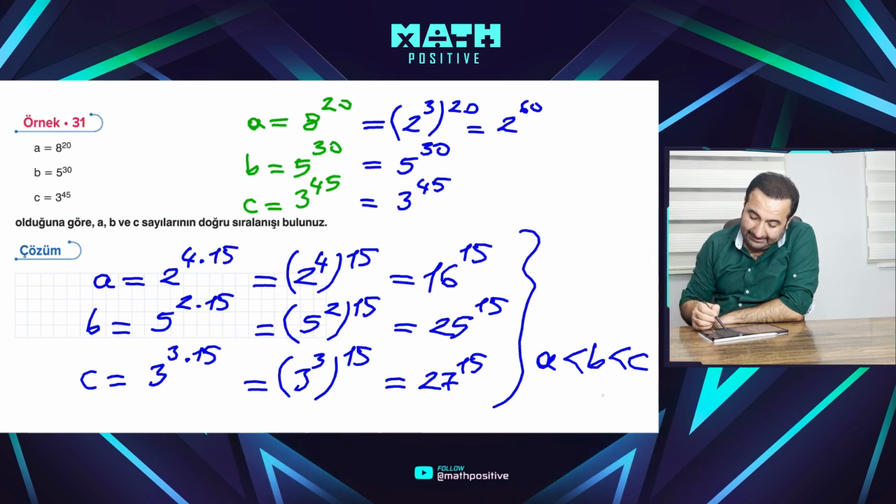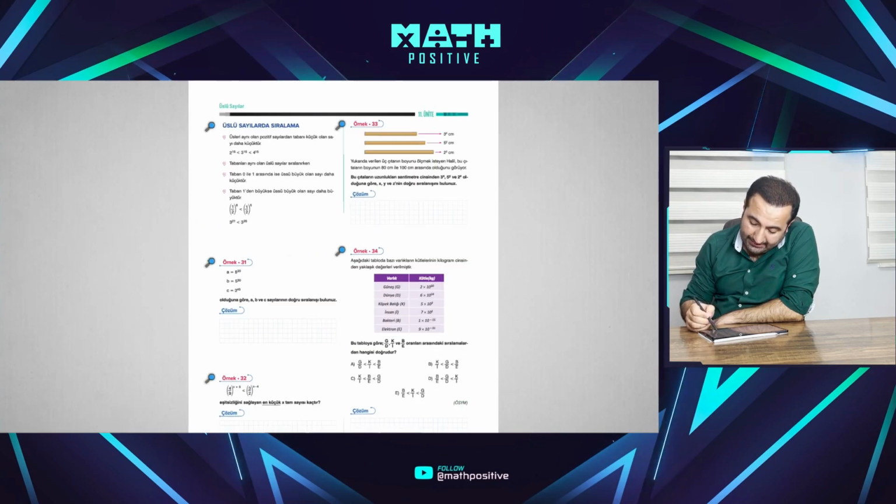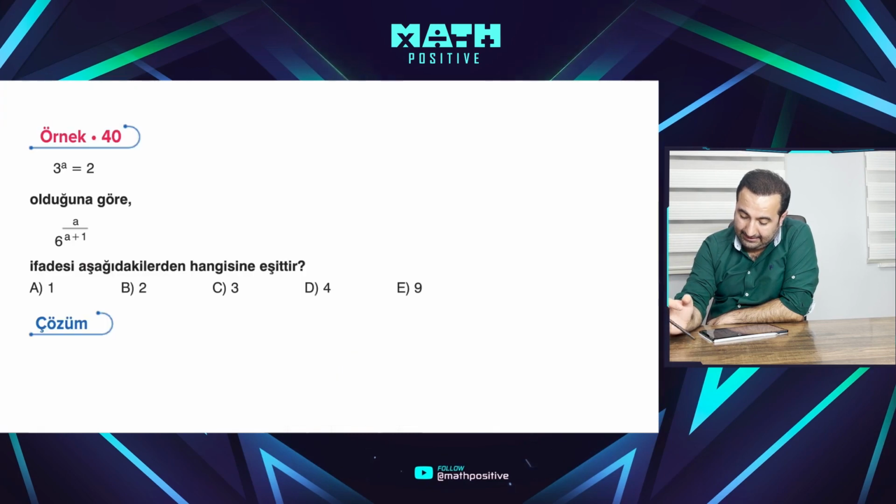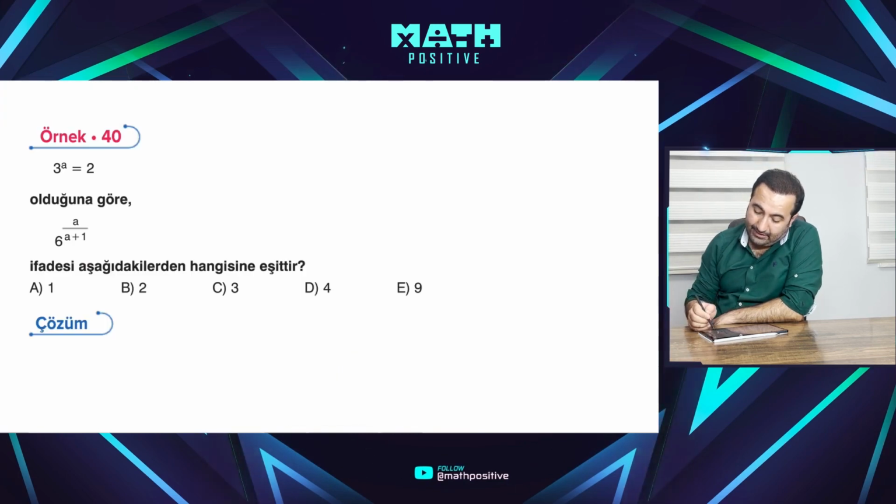Then the least one is A, the middle one is B, and the greater one is C. A is less than B and B is less than C is the answer to our question.